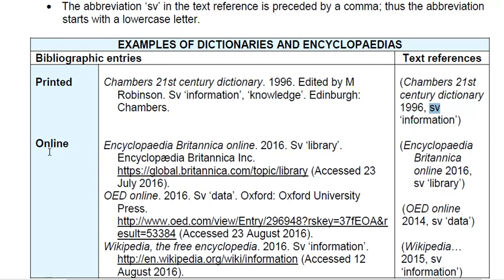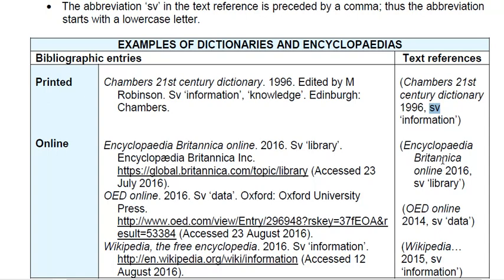Here is the online way. Here it is the title of the encyclopedia, which is Encyclopedia Britannica Online, then full stop, the year of publication, SV, the particular word or the item that we're dealing with. Then we write the URL. The URL is that HTTP. Yes, that is the URL. Then you write the date on which you accessed that word, the date on which you checked that word on the internet. Yes. So no page number, just this as it is.